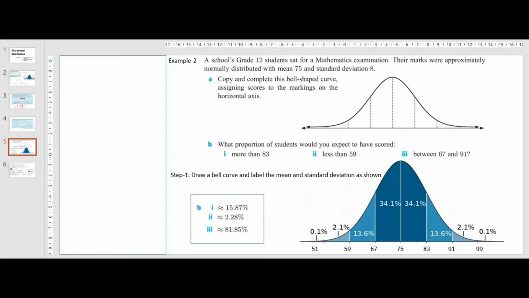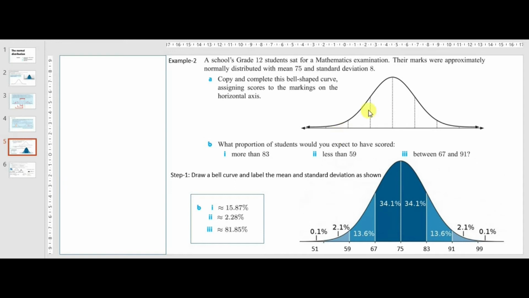Another example here is from the textbook. A school's grade 12 student sat a mathematics exam. Their marks were appropriately measured using a normal distributed curve with a mean 75 and standard deviation 8. Copy and complete this bell-shaped curve, assigning scores to the markings on the horizontal axis.